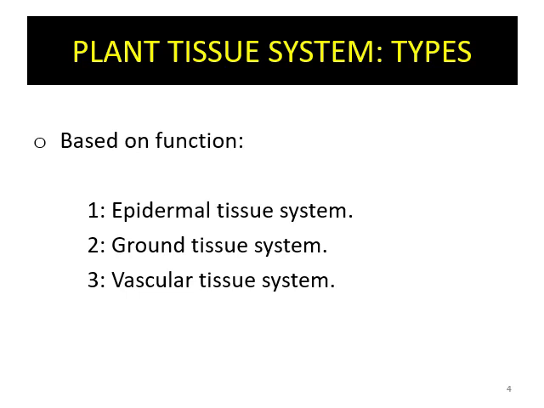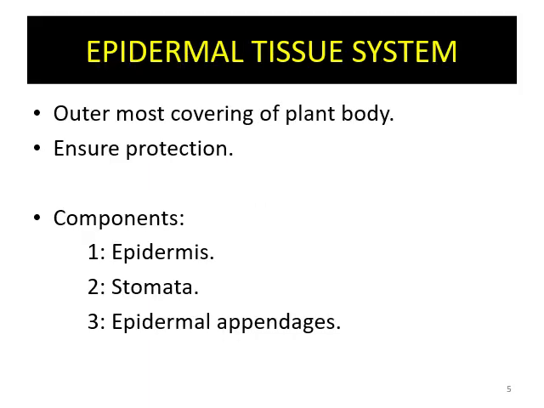The third is the vascular tissue system. As you know, it is also called conducting tissue. These are xylem and phloem. The epidermal tissue system includes the epidermis. Epidermis forms the outermost layer of cells on the primary plant body. It is present over stem, roots and leaves.